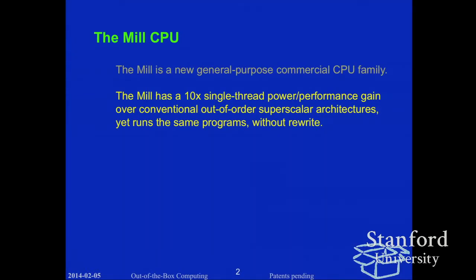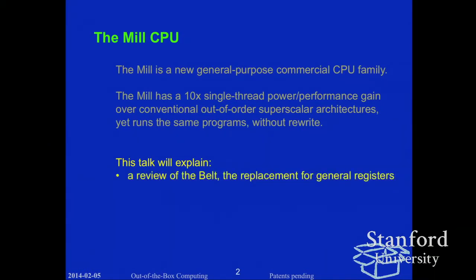This is an architectural advance. It is not a circuit advance. It is not a fab advance. We use exactly the same run-of-the-fab circuits and standard rules as anybody else. It is an architectural advantage. It does so without requiring a rewrite of your program. It does so without requiring multiple cores or multi-programming. You can, of course, multi-core and multi-program Mills just like anything else, and it's just as much a pain in the butt on a Mill as it is on anybody else.